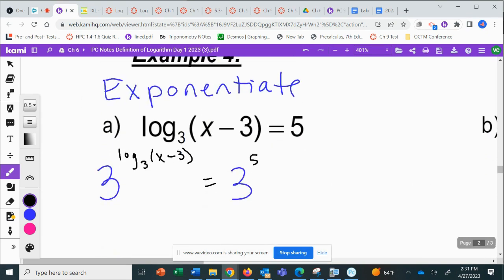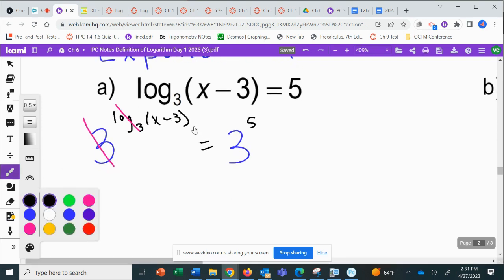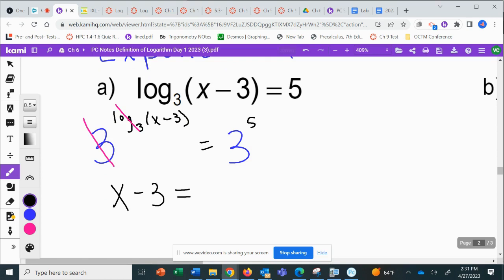So I'm exponentiating. So now when I do that, the 3 and the log base 3 will cancel. And we will have x minus 3, normal x minus 3 left over. On the other side, 3 to the 5th, 243.